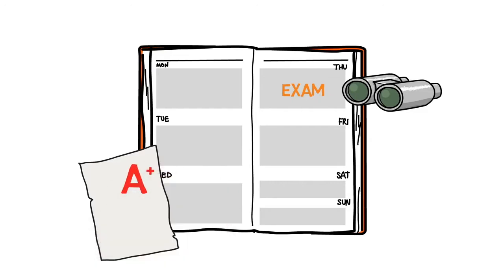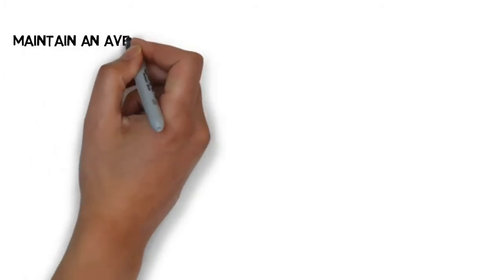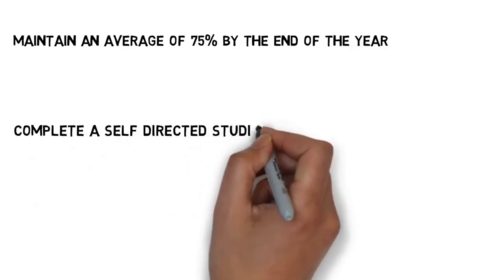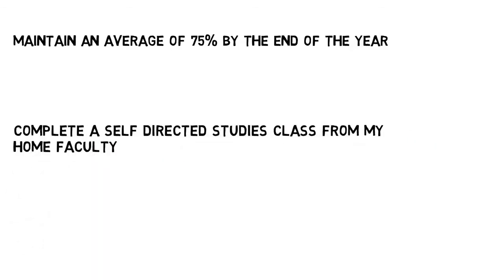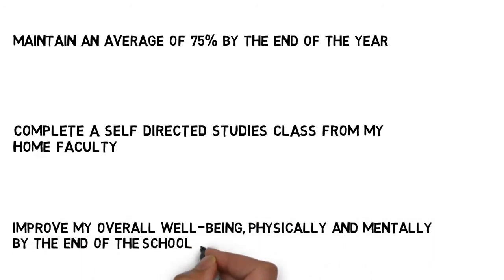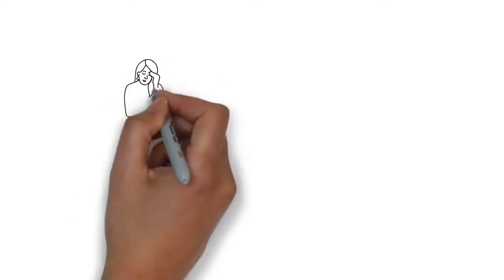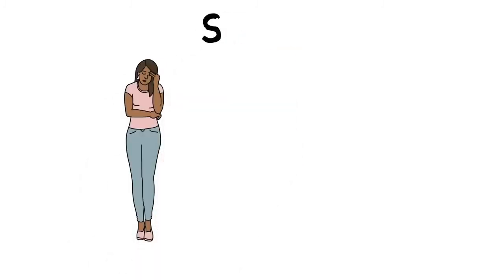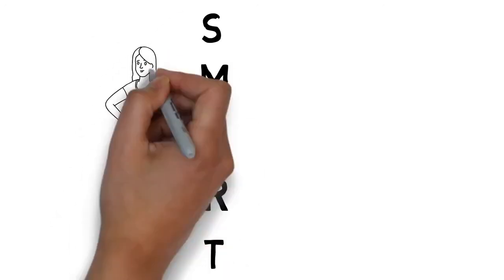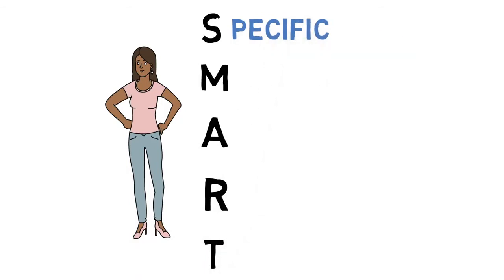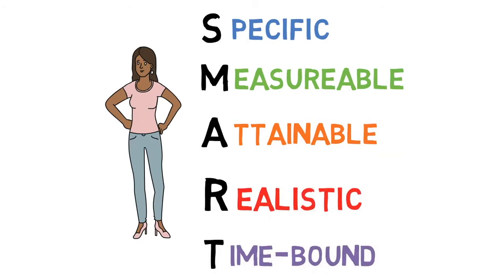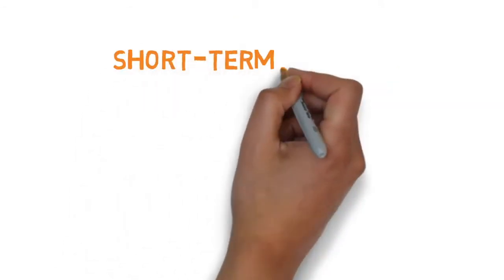Here are some good examples of long-term goals. Maintain an average of 75% by the end of the year. Complete a self-directed studies class from my home faculty. Improve my overall well-being, physically and mentally, by the end of the school year. At first, these goals will seem like daunting tasks. However, if broken down properly into SMART goals, they can be achievable with proper planning. SMART goals ensure that your goals are specific, measurable, attainable, realistic, and time-bound. This leads us to our next step, which is short-term planning.